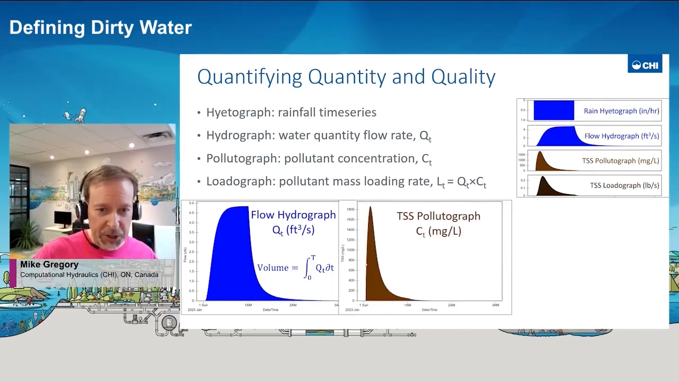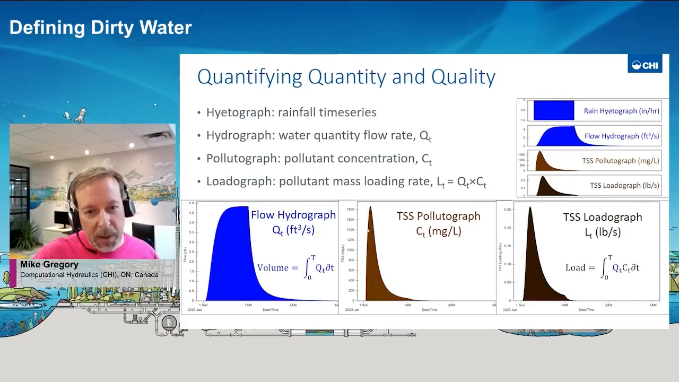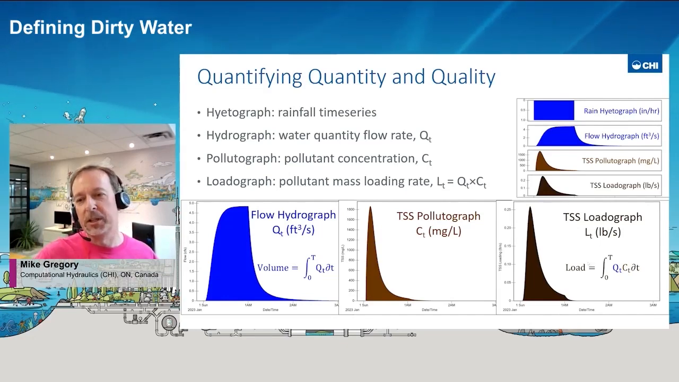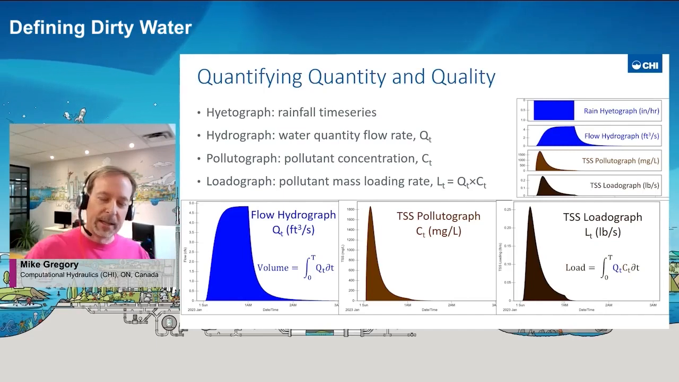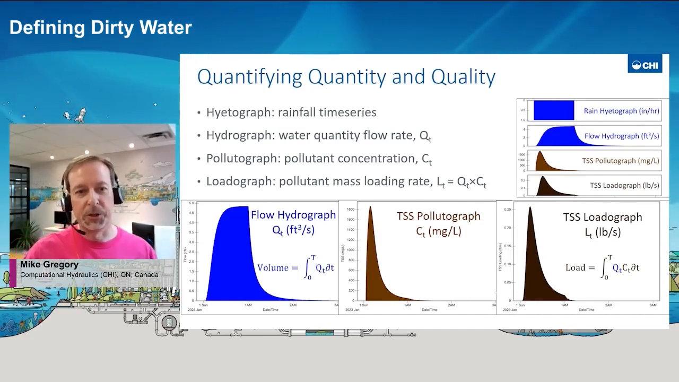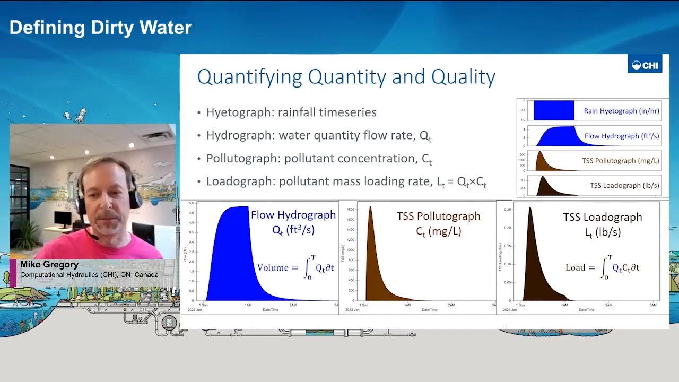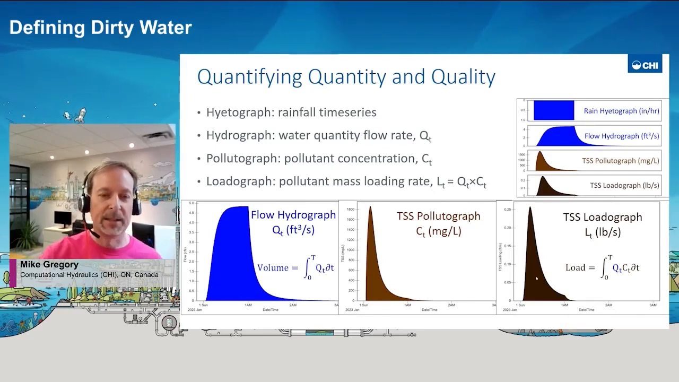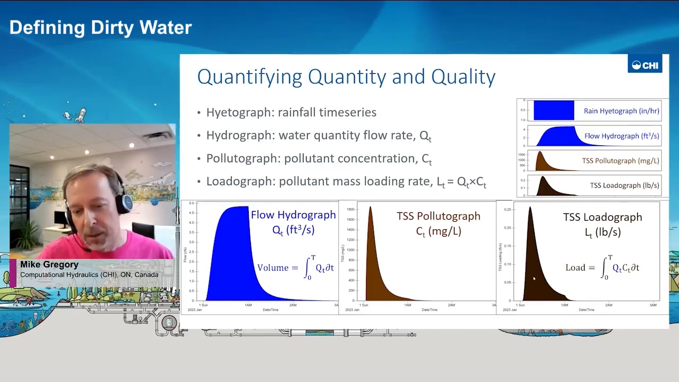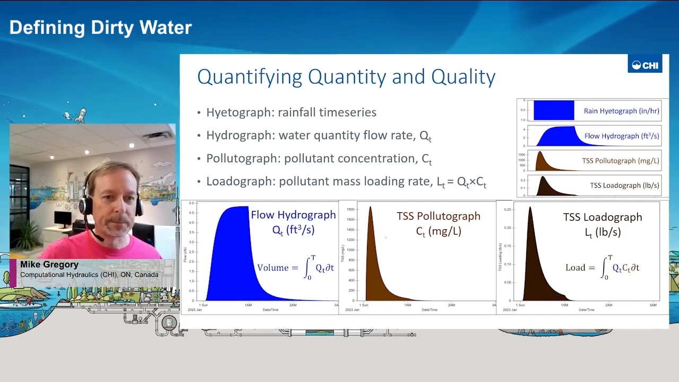So cubic feet per second, let's say the area under that curve is the volume. Pollutograph, concentration, measured or computed in time. And then finally, when you multiply at each time step the flow times the concentration, you get your loading rate at that time. And when you have that composite curve there, take the area under that. There's your total load in pounds or kilograms for whatever period that is. One event in this that's shown on the screen, or you can break it up by year if you have a really long term.